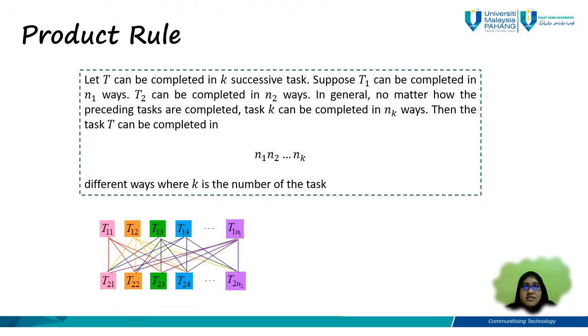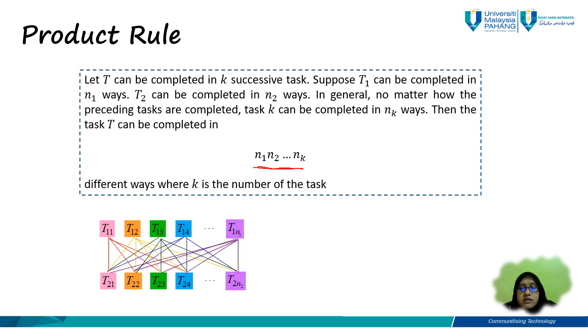Now let's discuss the product rule first. Let T be completed in k successive tasks. Suppose T1 can be completed in n1 ways, while T2 can be completed in n2 ways. In general, no matter how the preceding tasks are completed, task k can be completed in nk ways. Then the task T can be completed in n1 × n2 × ... × nk different ways, where k is the number of the tasks.